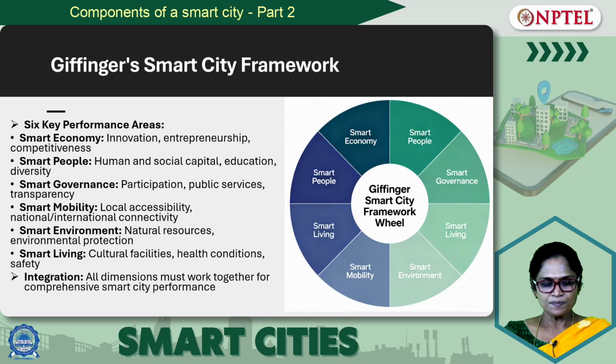Okay, so let's see this one. This is something called Giffinger's smart city framework. With this, there are 6 key performance areas which provide structure for smart city analysis. One is smart economy, which addresses innovation, entrepreneurship and competitiveness.